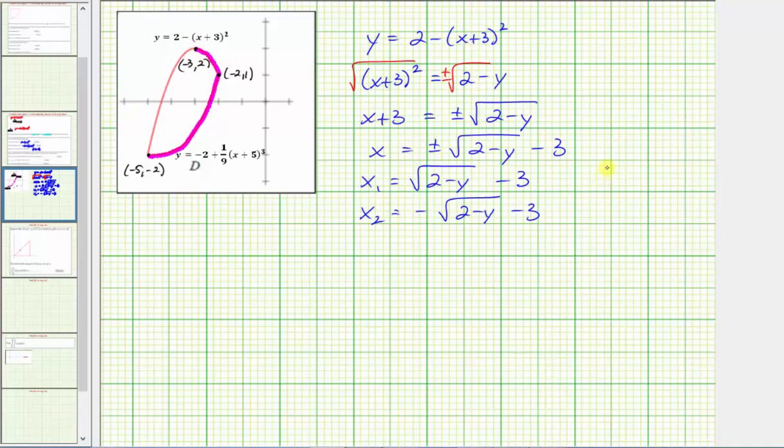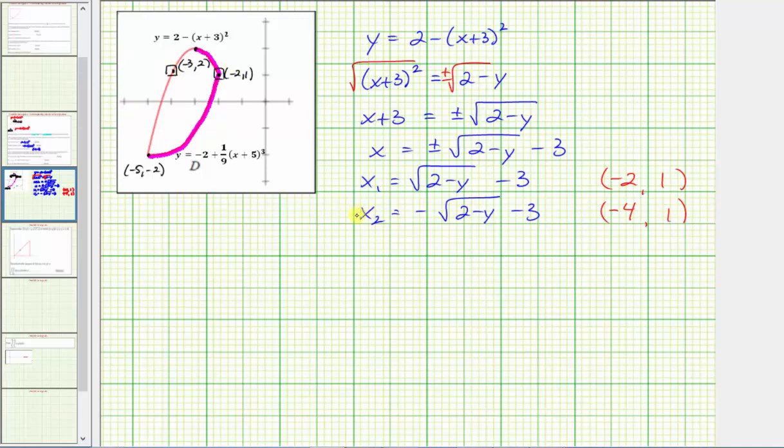To do this, we'll evaluate both equations at, let's say, y equals 1. So if y is equal to 1 using this equation, we would have the square root of 2 minus 1, or the square root of 1, which is 1, minus 3, which is negative 2 for x. But if we substitute 1 for y here, we're going to have the opposite of the square root of 1, which is negative 1, minus 3, which is negative 4. Which means the equation x sub 1 would give us this point here on the right side of the parabola. And notice that negative 4 comma 1 is this point here on the left side of the parabola.